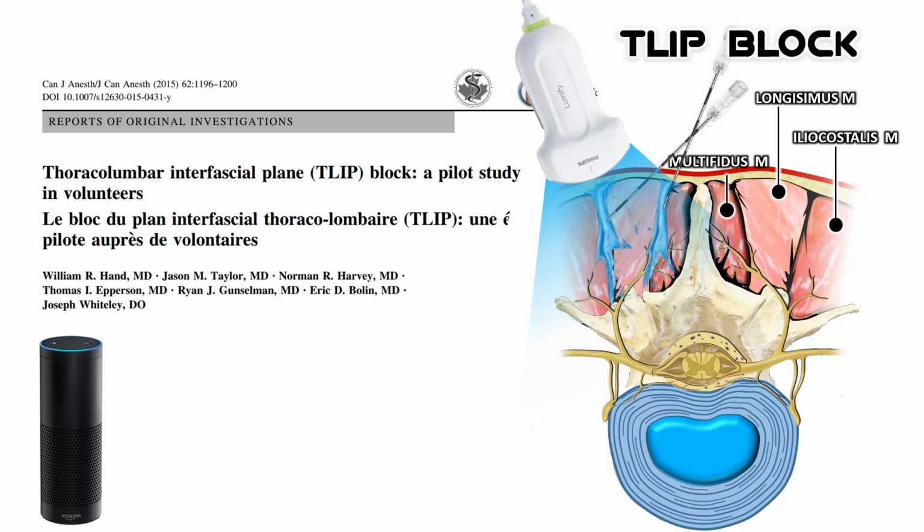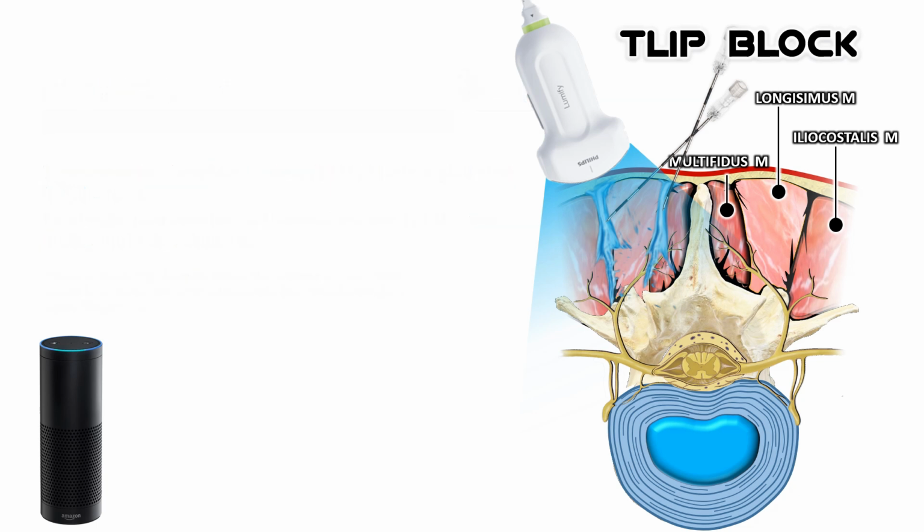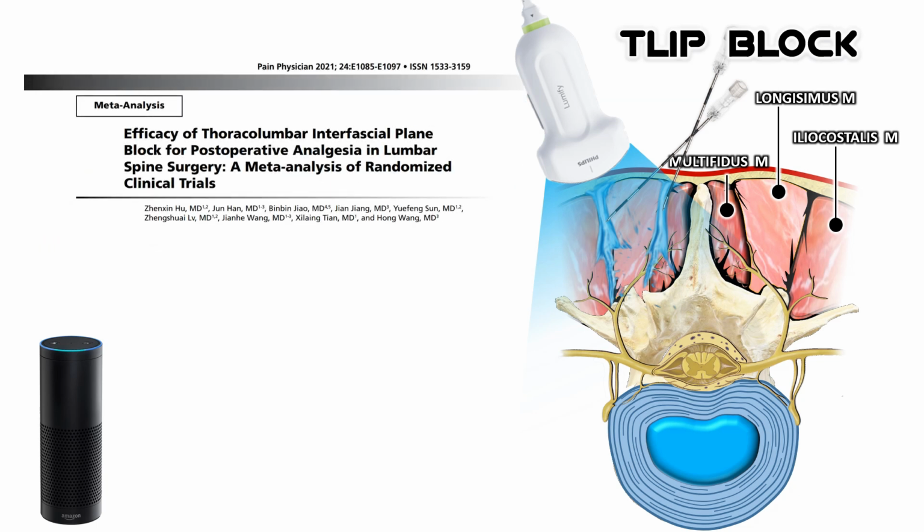There are probably a few articles that refer to this procedure. Could you please show us the most representative? Efficacy of thoracolumbar interfascial plane block for post-operative analgesia in lumbar spine surgery has been studied. In this meta-analysis presented by Zhengxin Hu and colleagues, randomized controlled trials, RCTs, up to December 2020 were collected. A total of 9 RCTs with 618 patients met the inclusion criteria.